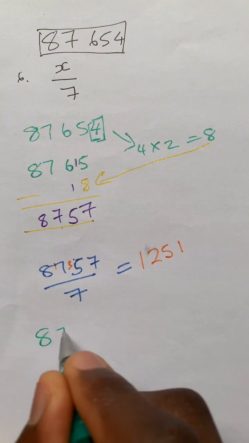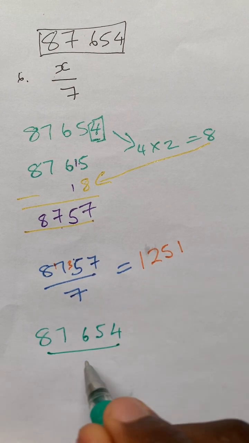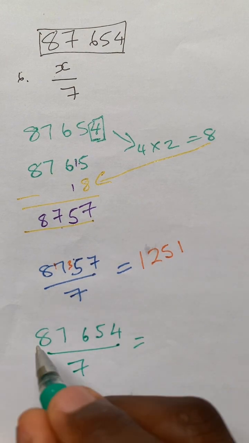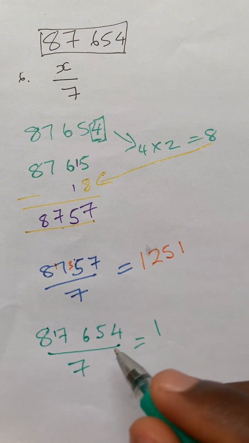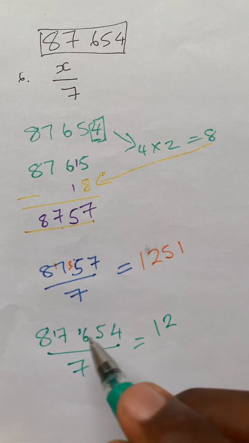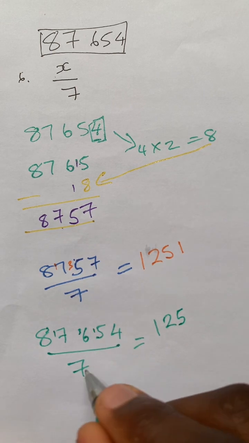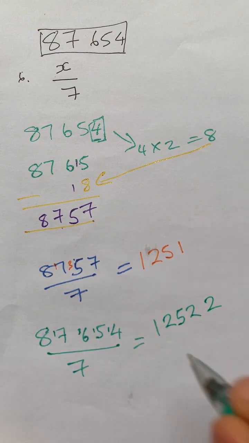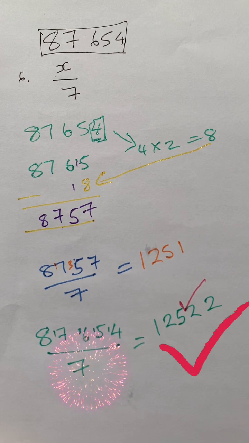So 8, 7, 6, 5, 4 divided by 7. This gives us 7 into 8, 1 remainder 1. 7 into 17, 2 remainder 3. 7 into 36, 5 remainder 1. 7 into 15, 2 remainder 1. 7 into 14, 2. And it checks out. This number is divisible by 7 and our rule works.